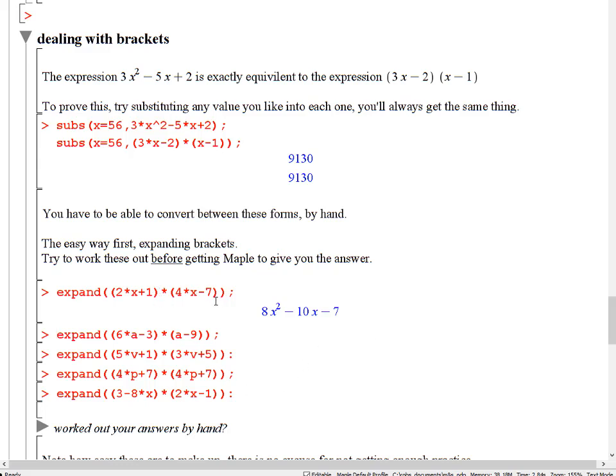So 2x plus 1, 4x minus 7. You start with 2x plus 1 in brackets and 4x minus 7. Now, in algebra, when you have two things together like this, if there's nothing between them, it's assumed to mean multiplied. So this bracket multiplied by this bracket. The two brackets mean that everything inside here must multiply everything inside here. And it does not matter which order you do it in.